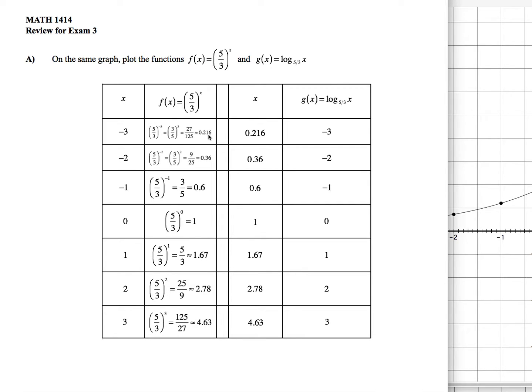And then you can see, hopefully, that when we raise 5/3 to the -3, that gives us 3/5 to the +3, because we take the reciprocal because of the negative exponent. And 3/5 to the third power is 3 cubed, or 27, over 5 cubed, or 125, and you divide that out and you get approximately 0.216.